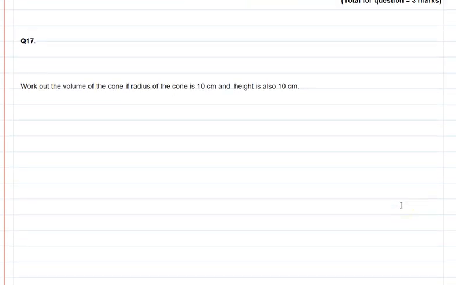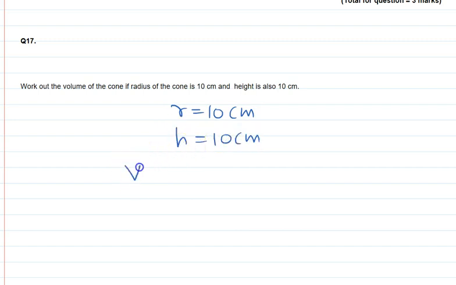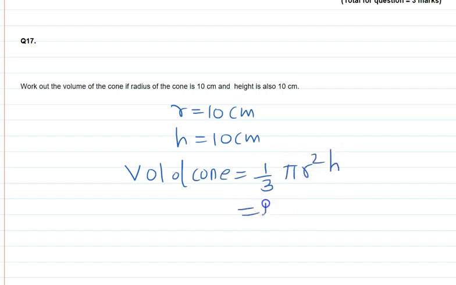Now, work out the volume of the cone if the radius of the cone is 10 centimeter. So radius is given 10 centimeter. Height is given 10 centimeter. And you need to calculate the volume of the cone. Volume of cone formula is 1 over 3 pi r square h. So 1 over 3 pi is 3.14. Okay, r square, r is 10, 10 square is 100. Okay, and times h, h is also 10. So if you divide 3.14 by 3, so I am dividing this.